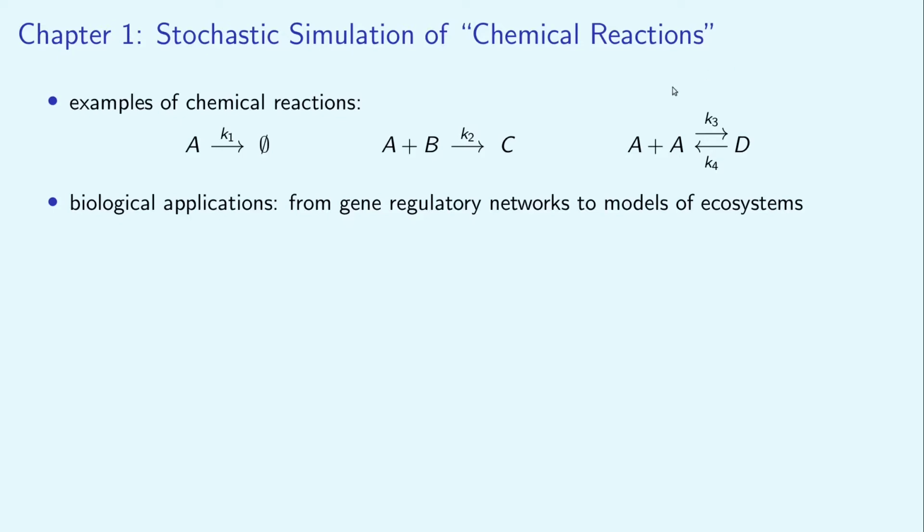In applications to modeling gene regulatory networks, chemical species will denote different types of proteins, while in modeling of ecosystems, chemical species could become populations of predators and prey, and these arrows will denote the corresponding interactions. We will see some examples later, but first of all we have to build some solid mathematical foundations.